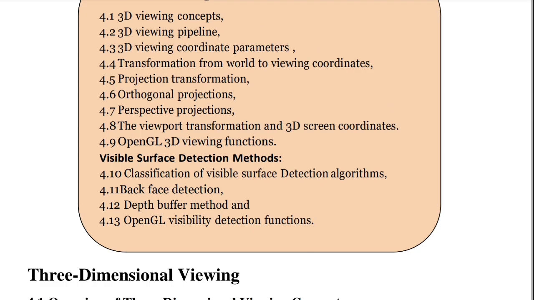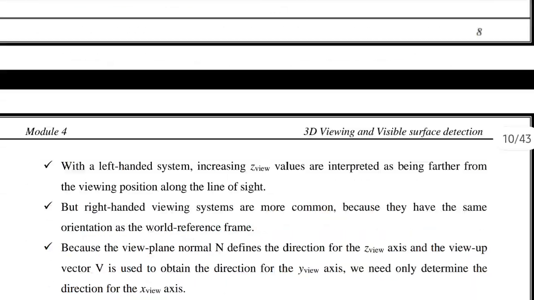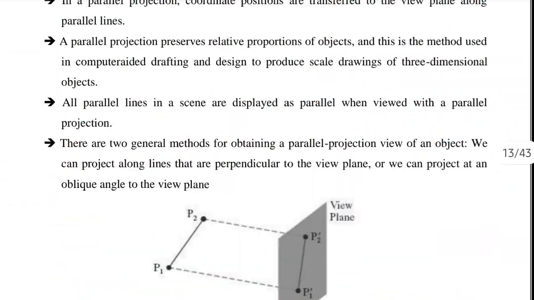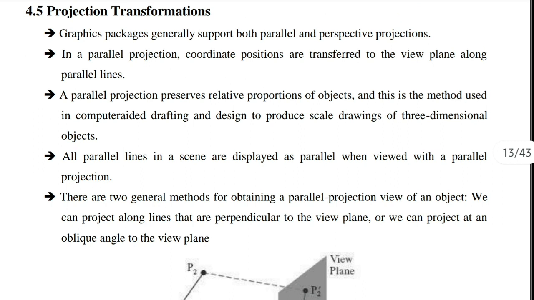So let's go to topic 4.5 and discuss what is there, and what all you need to keep in mind and mention in the answer sheet if they ask in the exam. What is projection transformation? Projecting in different ways is known as projection transformation. How many ways are there? There are two ways: parallel or orthogonal, both are the same thing, and perspective.